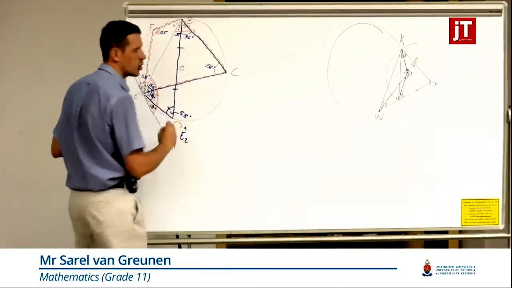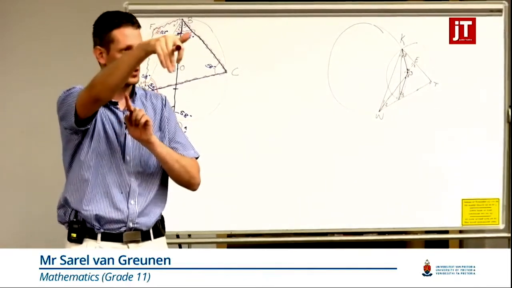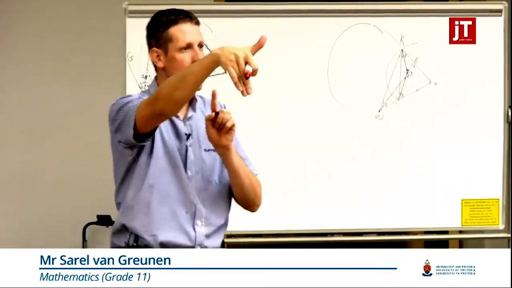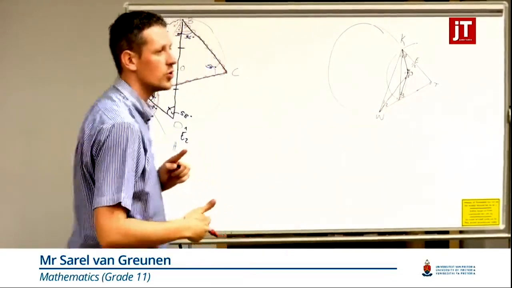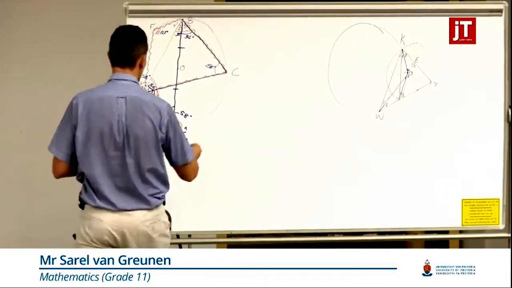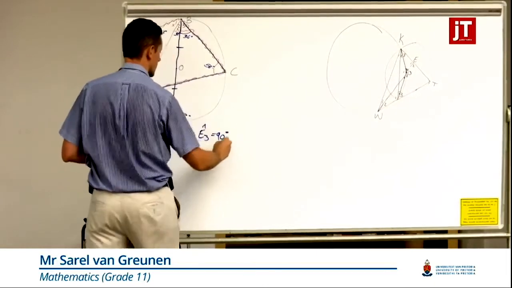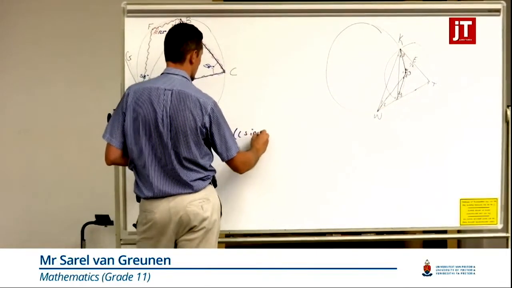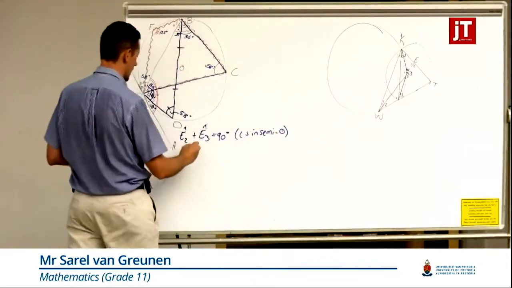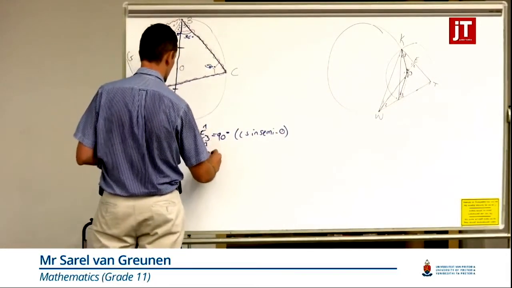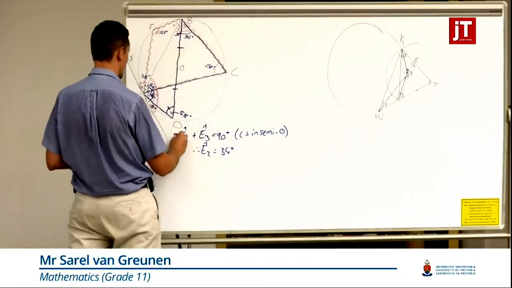Guys, look at the way I approach it. I look at the answer. They're asking me for E2. Now I ask myself, what in my theorems told me something about E2? E2 plus E3 must be 90 degrees, angles in semicircle. So therefore E2 is 34 degrees. There's my first one.